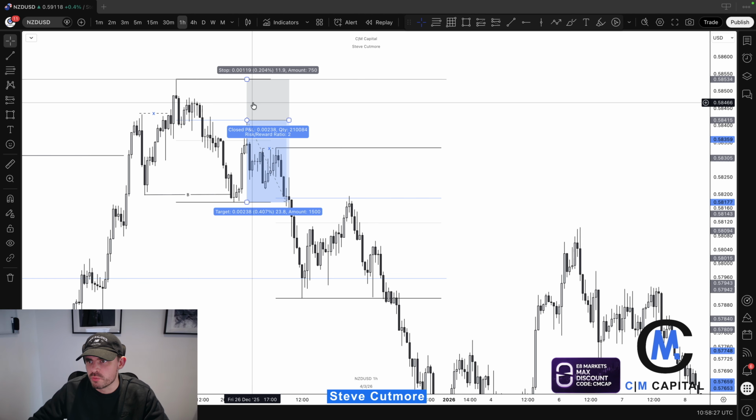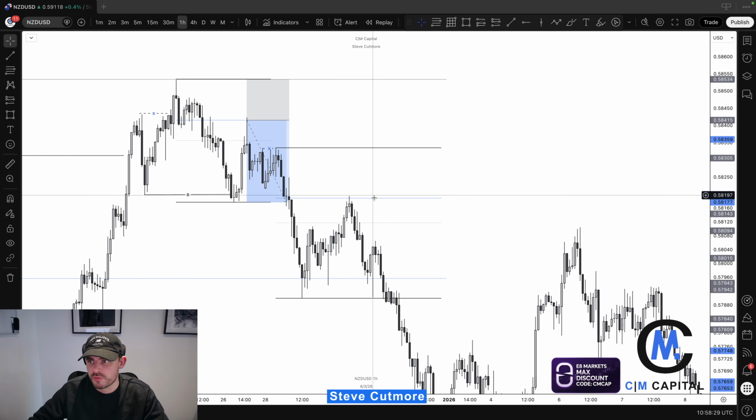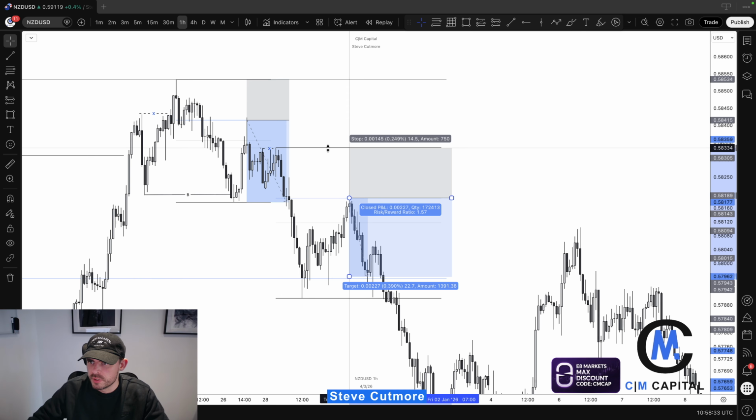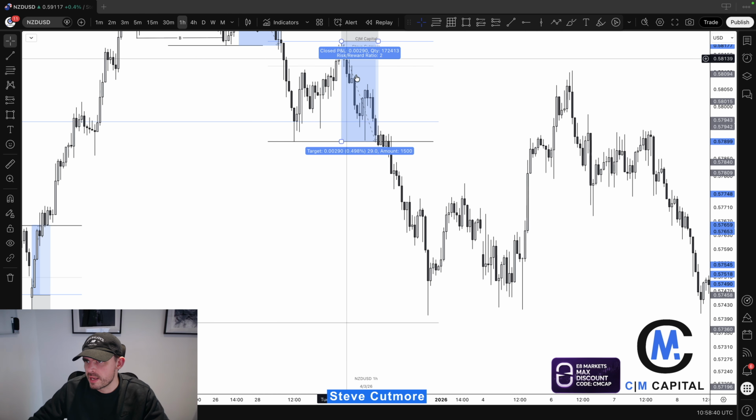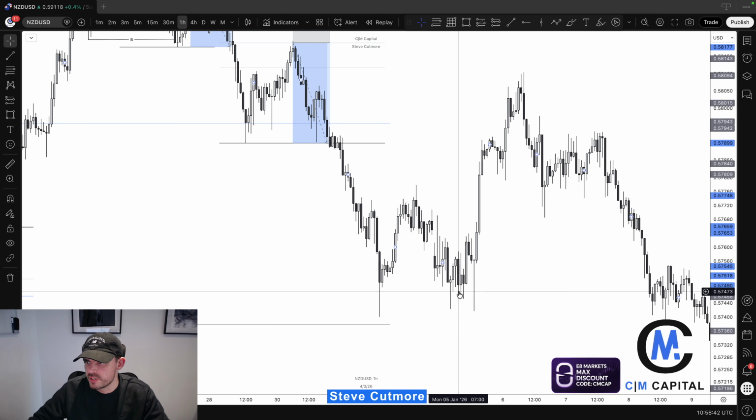Break the structure level, we draw a Fibonacci, we return, we tap in, and what are we looking for? Another 2R, which we get. And then we push down, there's nothing clean there until we start consolidating. We don't break structure until we don't break structure.